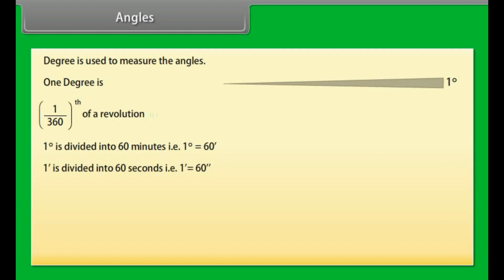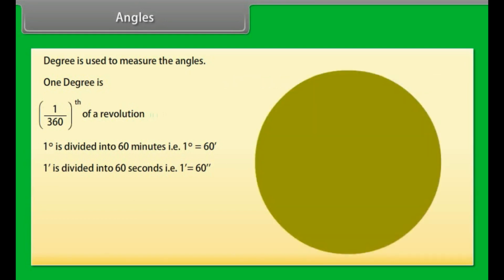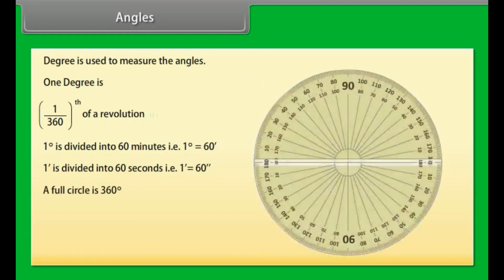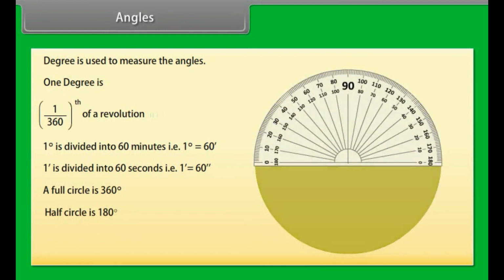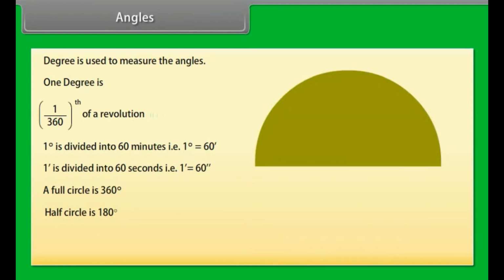There are 360 degrees in one full rotation, one complete circle around. A full circle is 360 degrees. A half circle is 180 degrees. How to measure the radian?